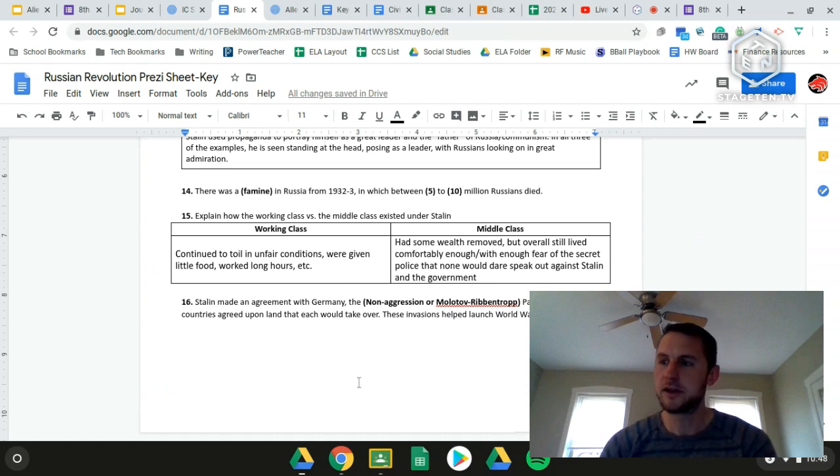I can't scroll down a little bit more. I can see my face is blocking part of it, but the bold part that you need is still there, which is Stalin made an agreement with Germany, which was the non-aggression or the Molotov-Ribbentrop Pact, where both countries agreed to the land that they would take over. This was so that they could both become more powerful, own more land, but not step on each other's toes. And these invasions, as we talked about in social studies, would help launch World War II.